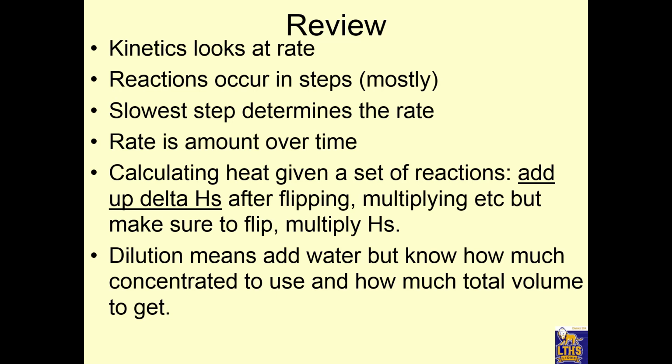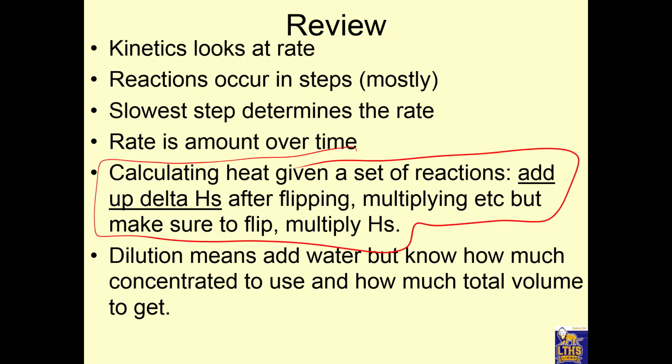So overall, kinetics looks at rates of reactions. Rates occur in steps, so the slowest step determines the rate. Rate is amount over time. You can calculate delta H by using a series of reactions that add to a final reaction, but whatever you do to the reactions, you've got to do to their delta H's, and then add them when you're done. Dilution is a way to change the concentration of solutions. So you have to know how much of the concentrated solution should I use and how much water should I add to make it diluted?